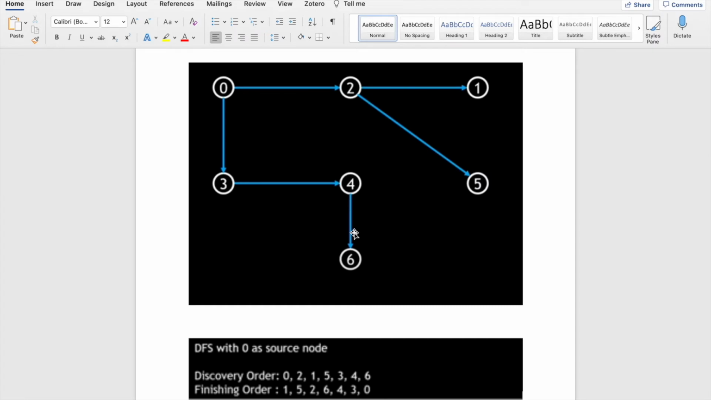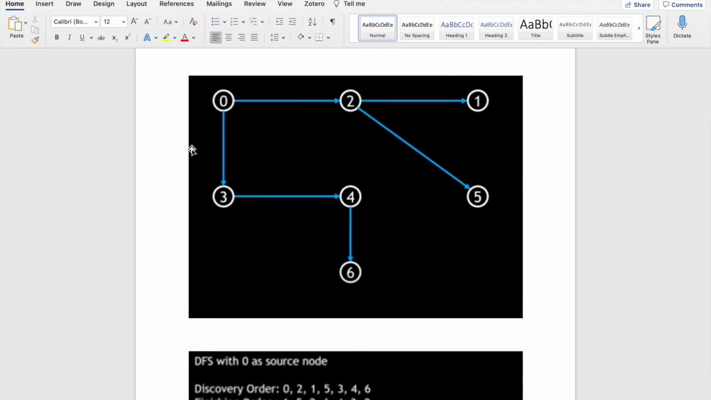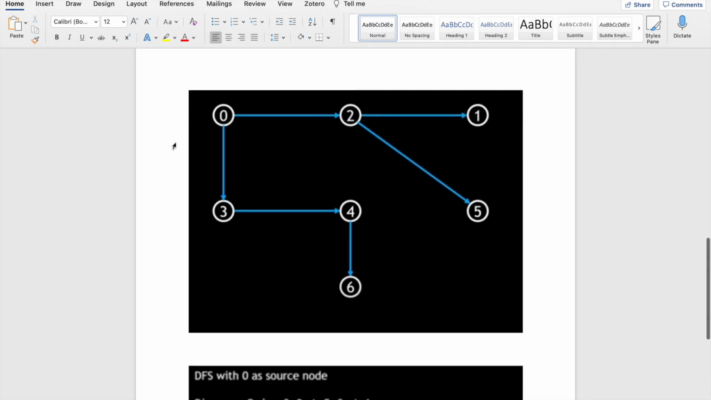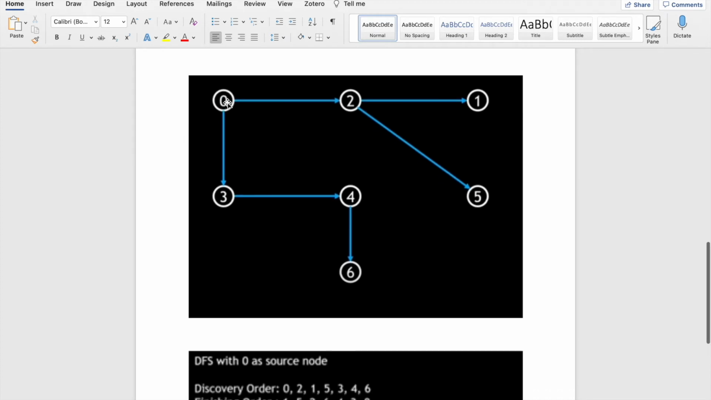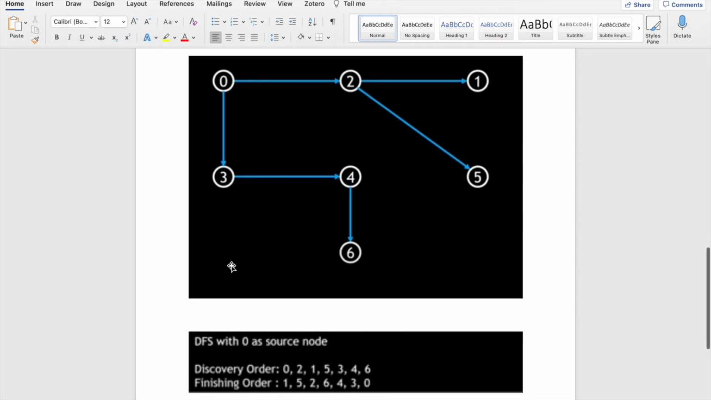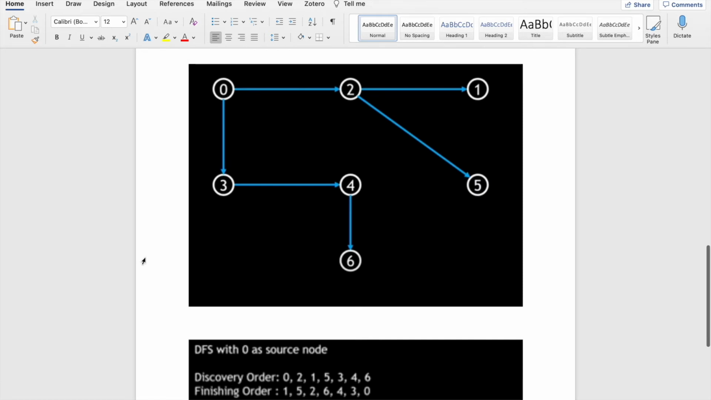Then 3, 4 and 6 are traversed, right? So 3 comes here, and the last is this one. So the last finishing order will be of 0. So 0 is the mother vertex here. Why? Because you are able to reach from 0 to all the vertices, right? So our concept is a mother vertex will be the one which will place itself last in the finishing order. So this is the concept behind our algorithm.